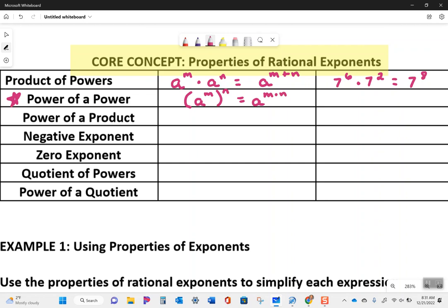So I'll go back to this right here. Okay. So if I had 7 to the 6th power in parentheses, all to the 2nd power, this would equal 7 to what power, my friends? What would you do with the 6 and 2 in this case? Multiply, right? This would be 7 to the 12th power. Okay.